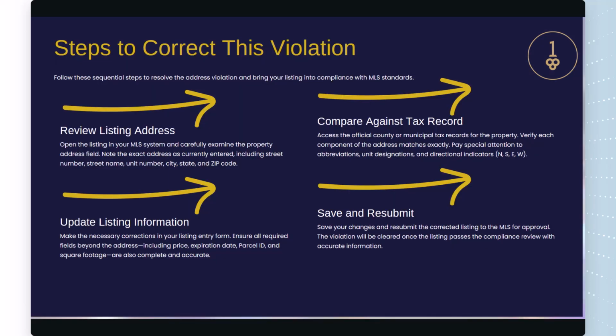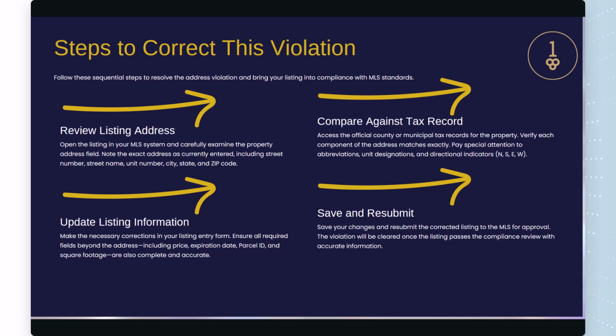So how do we correct a violation? Let's walk through the steps to correct this address violation and bring your listing into compliance. Step 1, let's review the listing address. You'll want to open the listing in the Add Edit. Carefully examine the property address field. Look at each component: the street number, street name, unit number if applicable, city, state, zip code. Note exactly how it's currently entered.